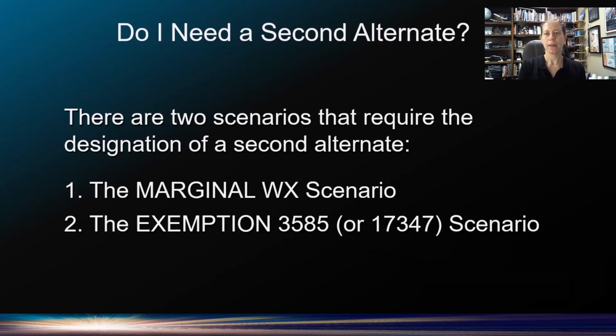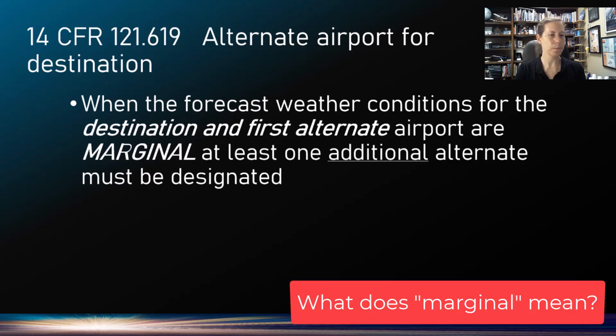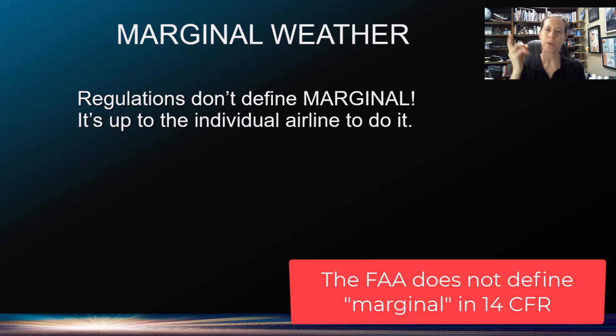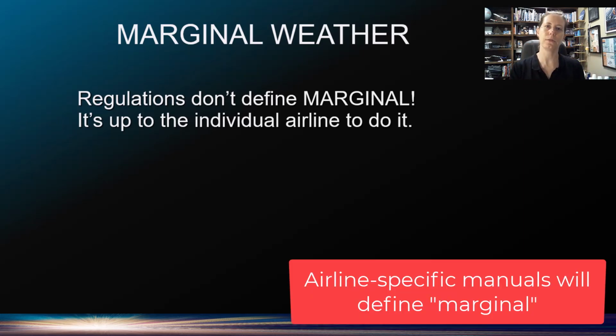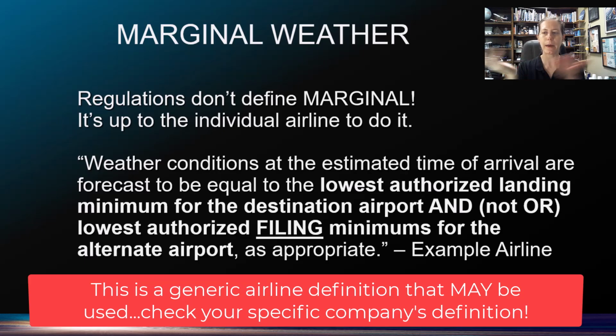Okay, but this idea of marginal. If the weather's marginal, then we need a second alternate. What is marginal, you might ask? Well, guess what? The FAA did not tell us what is marginal. It is up to each airline to do that. They are going to define it in the manual, which is approved by the FAA. So technically the FAA is involved in marginal weather, but it is not defined by 14 CFR, it is defined by the airline. So here's an example of what an airline might say.